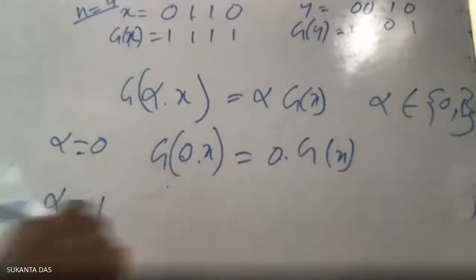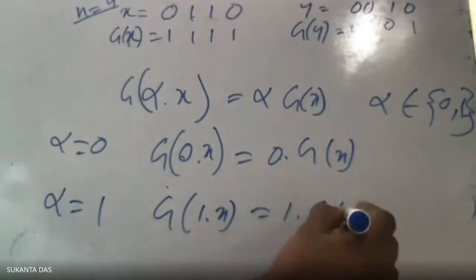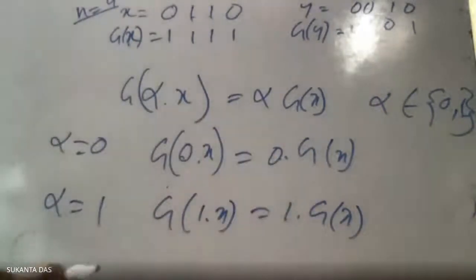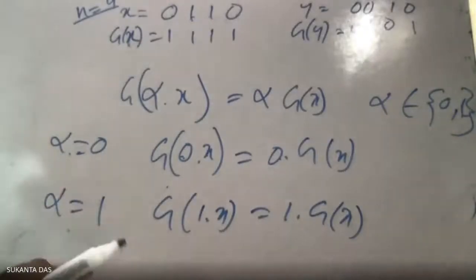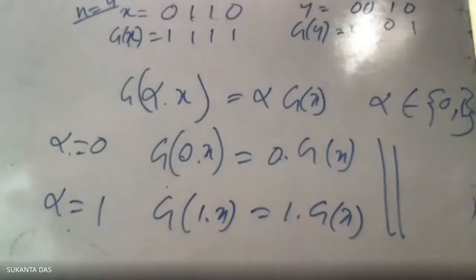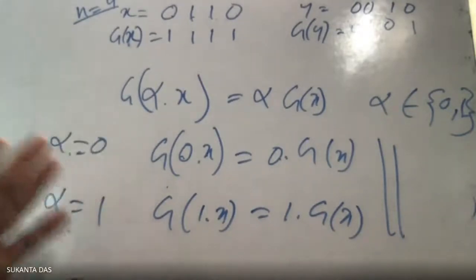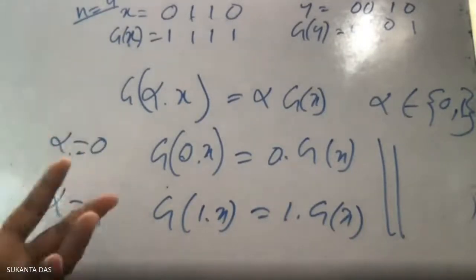Now if alpha equals 1, then what do I get? The similar thing. g(1·x) equals 1·g(x) is always true. 1 into x is x, and 1 into g(x) is g(x). So for alpha equal to 0 and alpha equal to 1, this condition is always satisfied. It is always homogeneous. This is true for any binary CA. Any binary CA, the homogeneity condition is redundant. If you have two states only, the homogeneity condition is redundant.